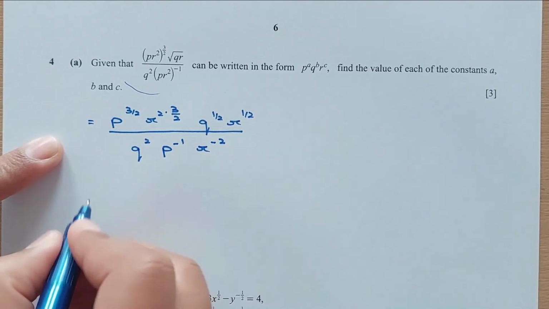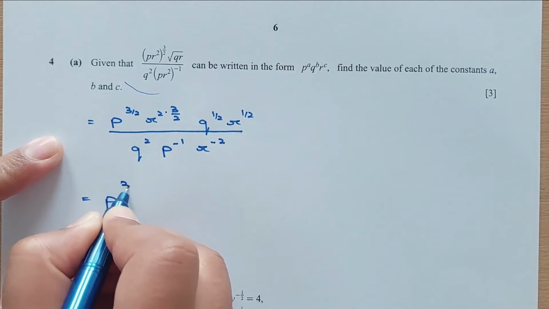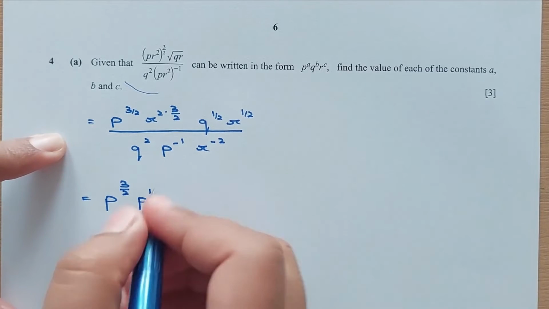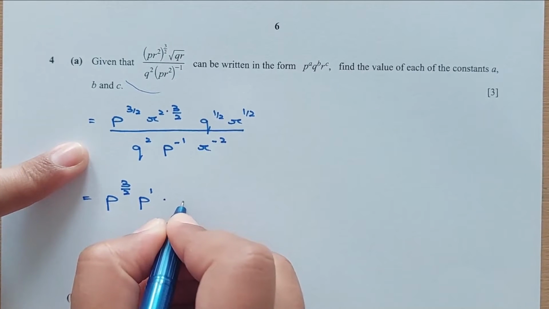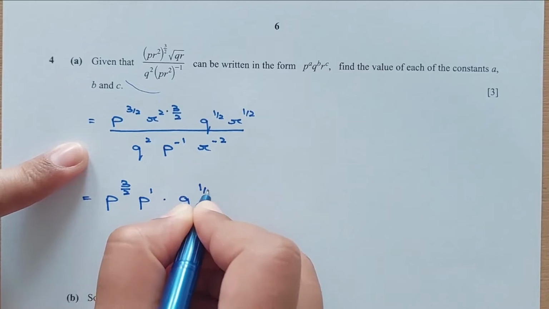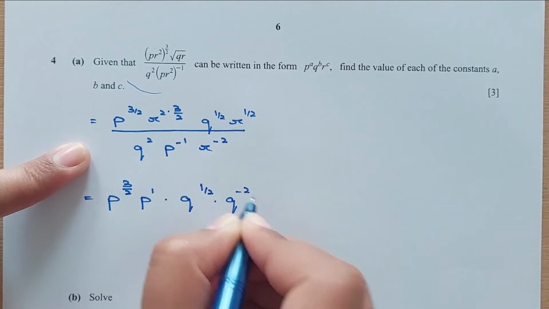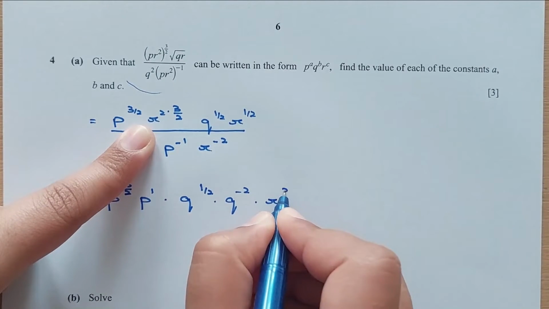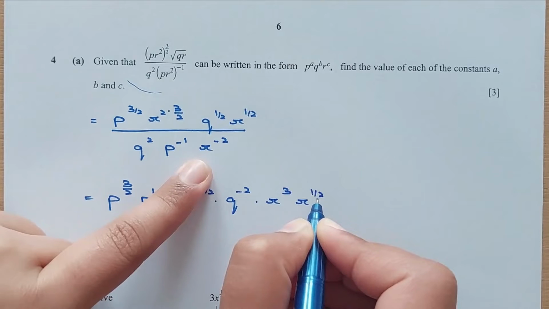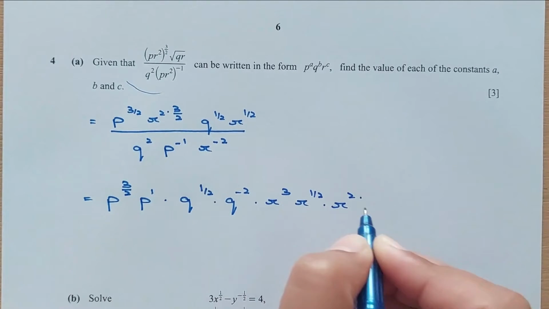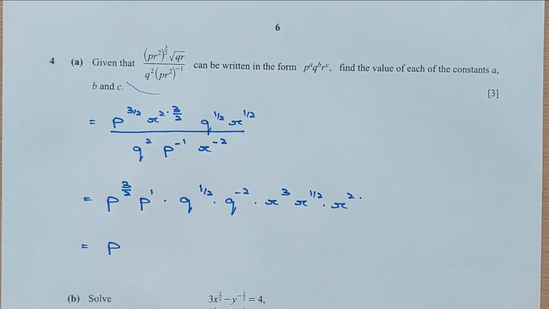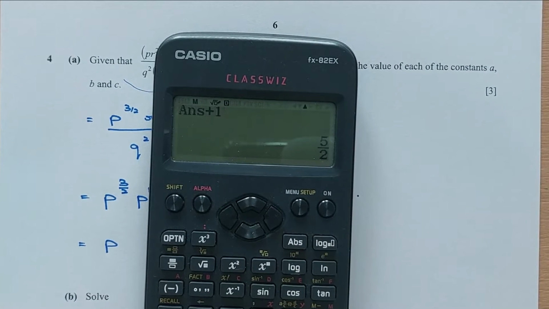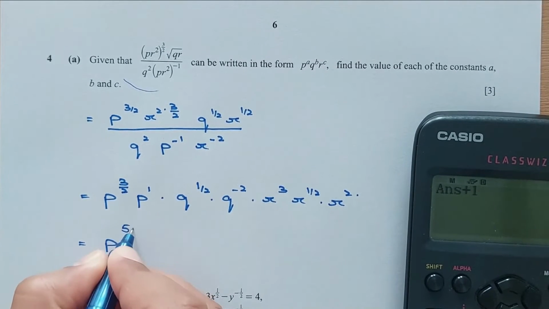Now shifting all the powers to the numerator, we have p^(3/2) and p^1, right? Shifting to the numerator becomes positive. Now the powers for q: 1/2 and here q is -2. And now for r: r² is cancelled with 2, that is 3, r^(1/2), and shifting this r power to the numerator becomes 2. So now for p, 3/2 plus 1 is 5/2. So a is basically 5/2.